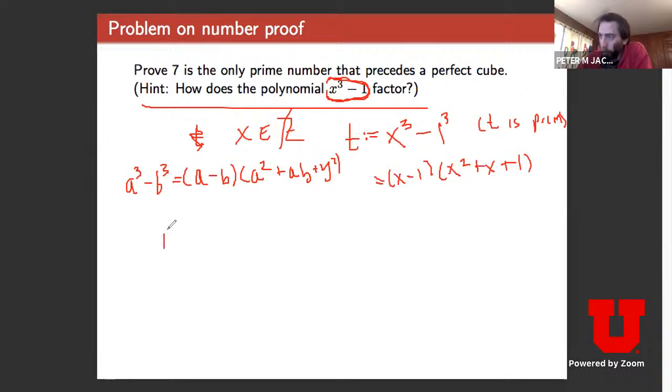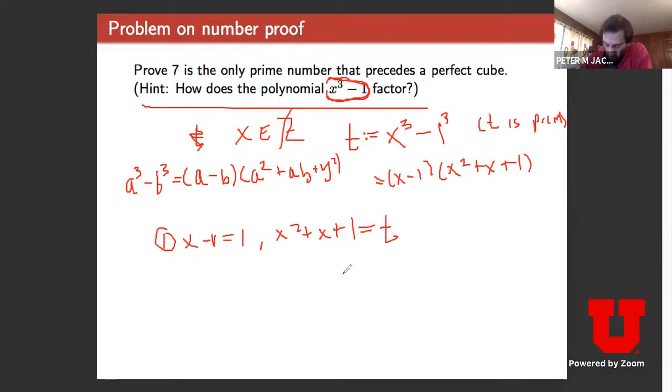So here's case 1, that x minus 1 is equal to 1, and x squared plus x plus 1 is t. Remember, t is prime, so its only factors are 1 and itself. That means that if x minus 1 is 1, then x squared plus x plus 1 must be t.